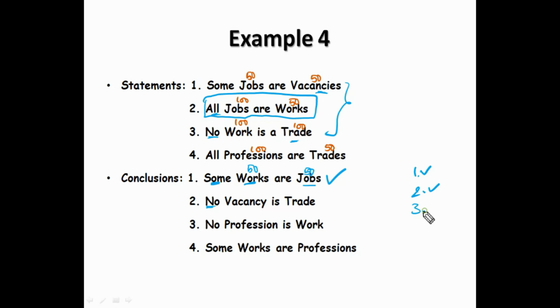And thirdly, we have to check income and expenditure. So how much do we need as an expenditure? No means 100 and 100. Vacancy 100 and trade is 100. So vacancy is having how much income? Only 50 income. With that 50 income, we cannot spend 100. That's why it is not follows.